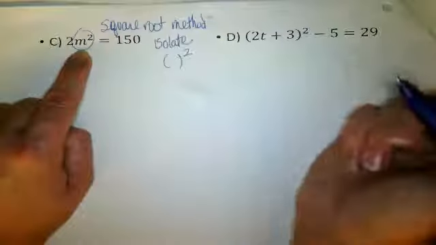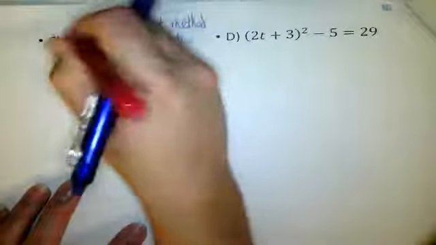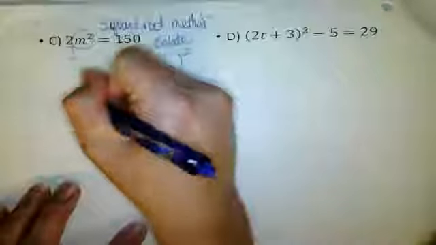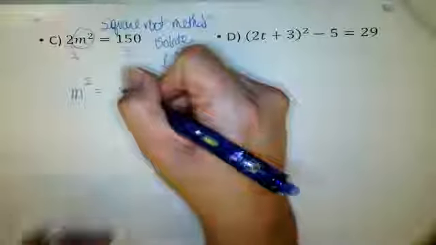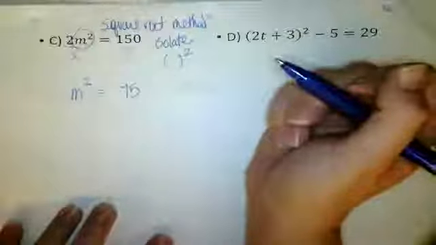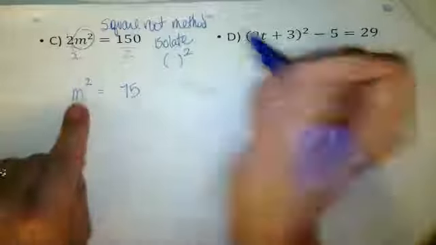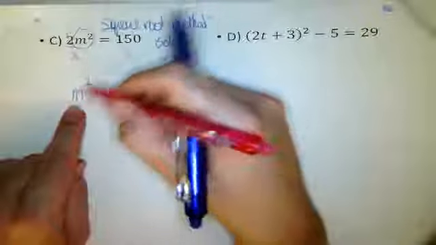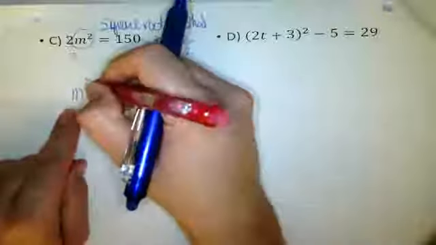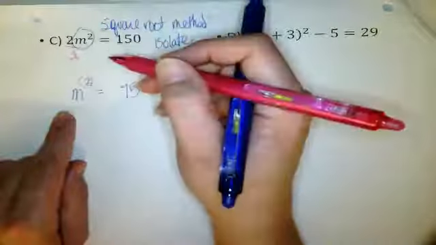So how do I get rid of the 2? We're going to start by dividing off that number out in front, isolating whatever is being squared. 150 divided by 2 is 75. And then if I want to get rid of that power, what's the inverse of a square?